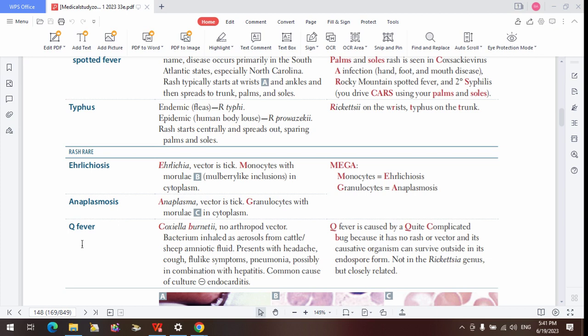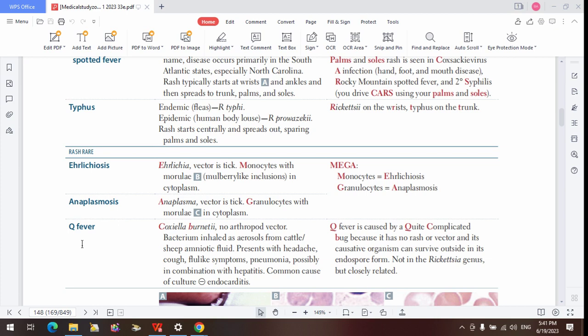So we are just picking some of those zoonotic infections, and we are trying to dilate on them. That's what they are trying to do. They now classify them into the ones that are rash predominant and the ones where rash is very rare. So ehrlichiosis, anaplasmosis, Q fever, they don't typically present with rash.